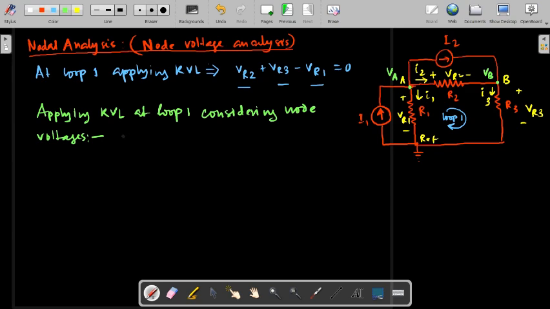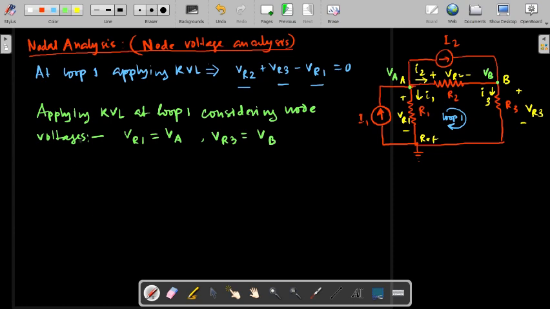So over here I can write VR1 is equal to VA. Okay, and also you can see that VB over here is again the node voltage and also the branch voltage of this R3 branch. So we can write VR3 as VB.